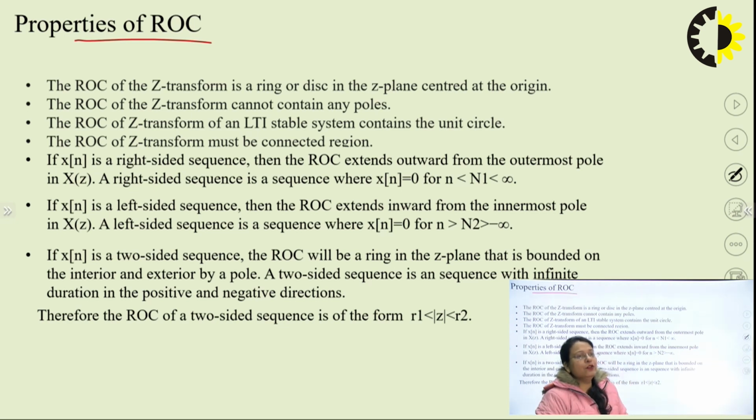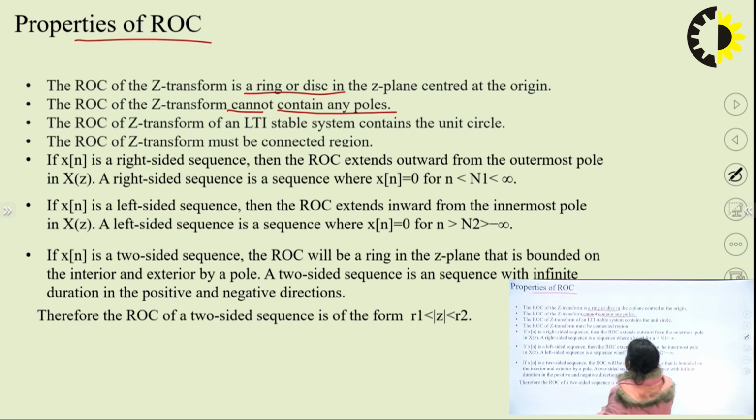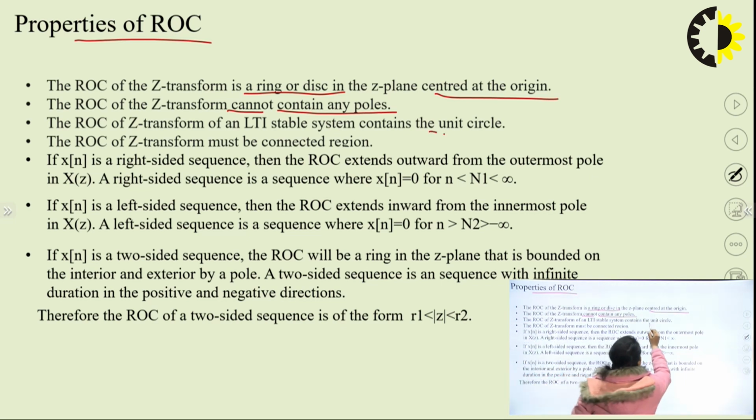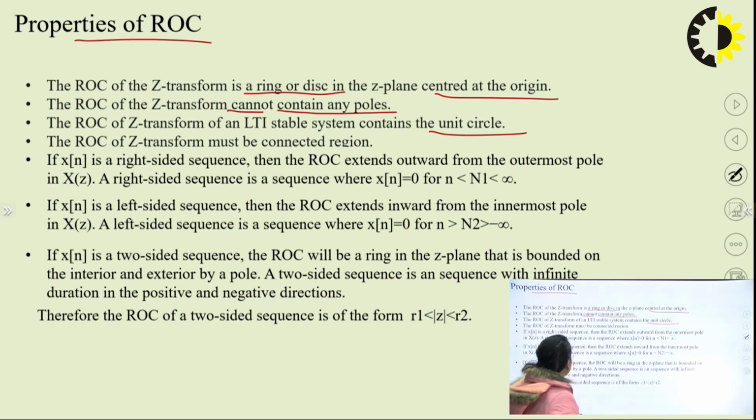And this ROC does not contain any poles within it. Okay, it does not contain any pole, right? It is a ring which is centered at the origin, and the ROC of an LTI system always contains the unit circle, right? So the region of convergence of Z transform must be a connected region, right?